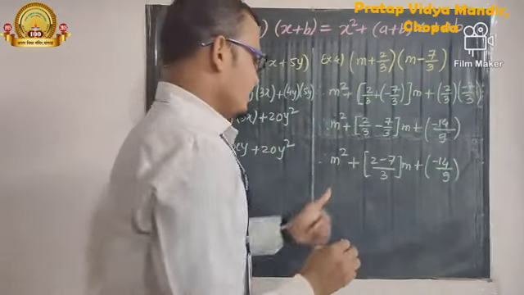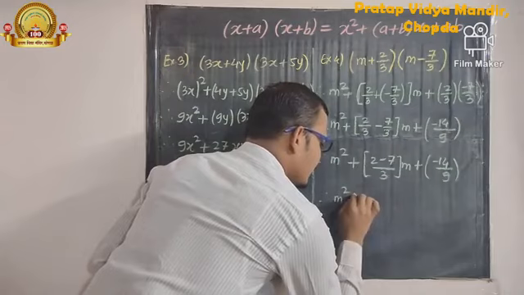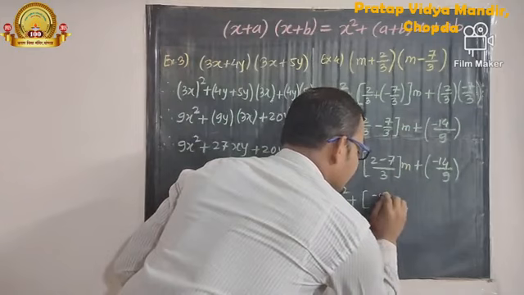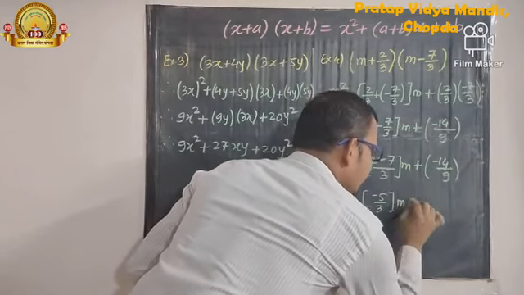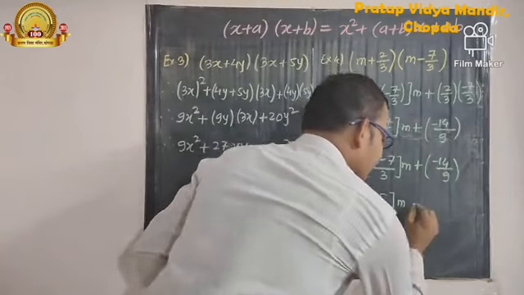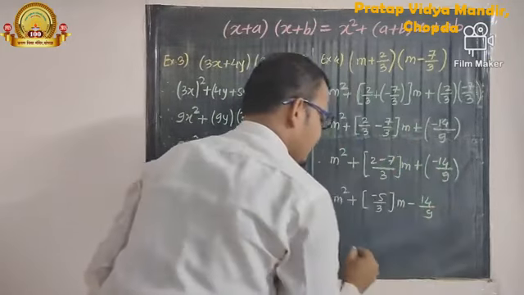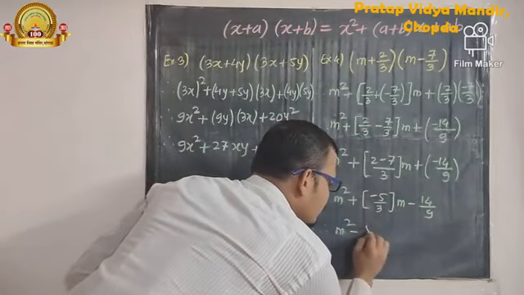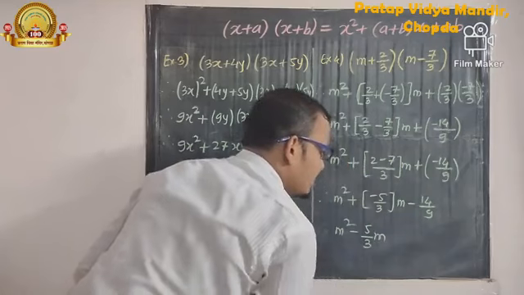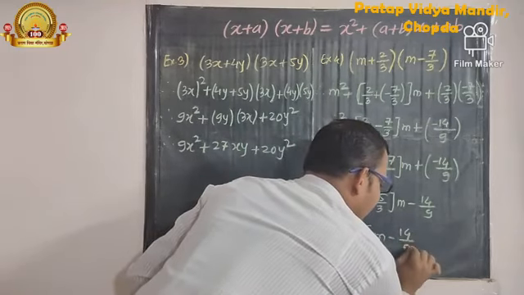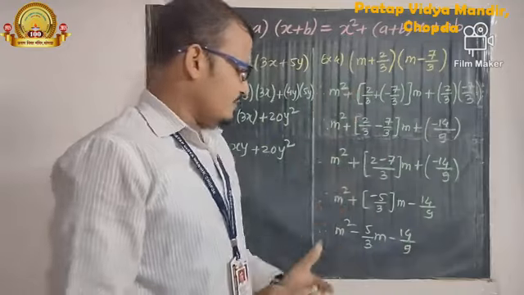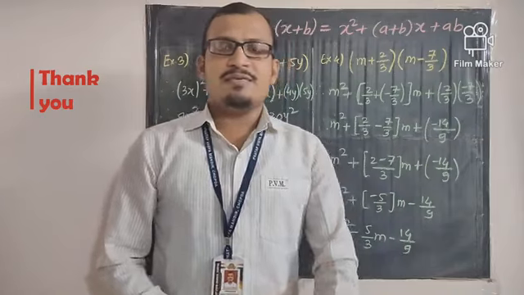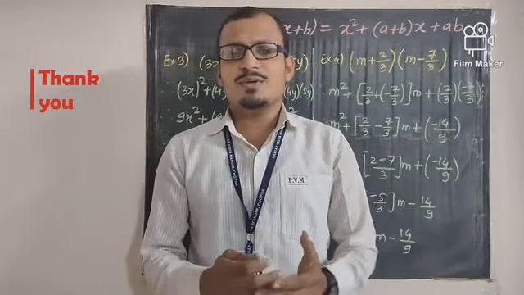Therefore m square plus 2 minus 7, minus 5 upon 3 into m, here plus into minus, again minus, so minus 14 upon 9. Therefore m square, here also plus into minus, minus, so 5 upon 3 m minus 14 upon 9. So our expansion is m square minus 5 upon 3m minus 14 upon 9. And friends, now you can easily solve the remaining examples of our practice set.